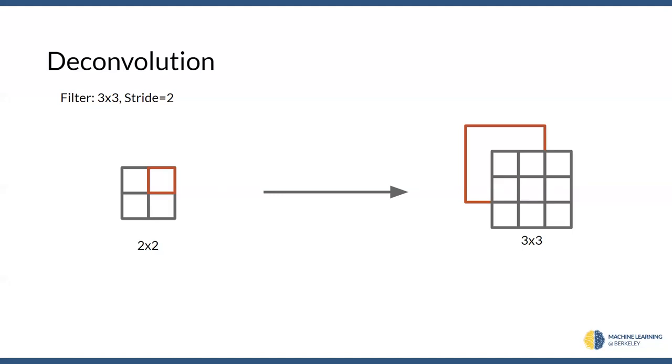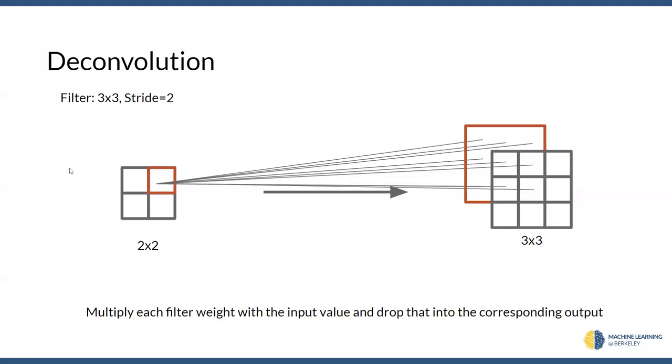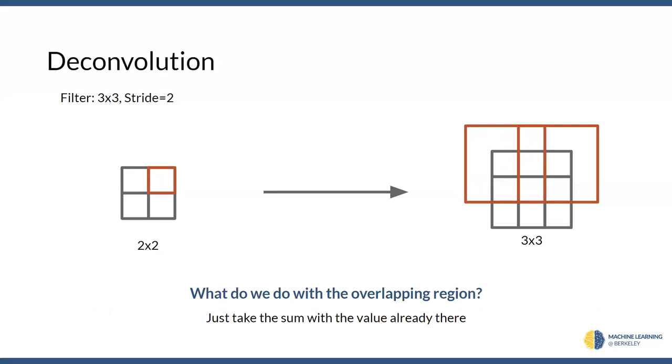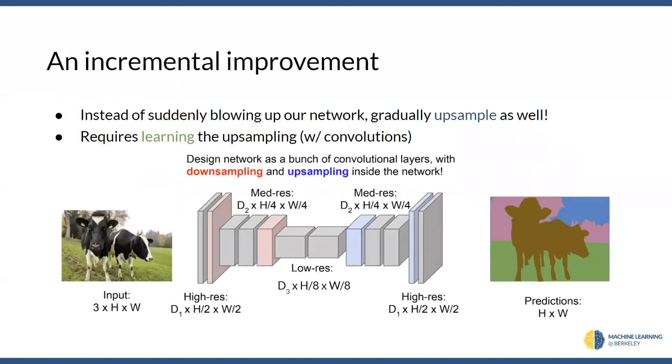So I'll go over it again, because that's a little bit weird. You can think of it as: we have this input pixel, we multiply each weight in the filter by this input pixel, and then we press that down onto the output image, and if there's already a value there, we just sum it up, right? And again, we can keep shifting that over. And so that's a deconvolution.